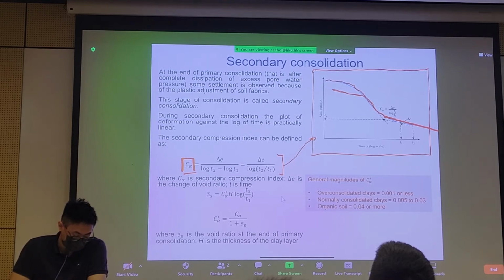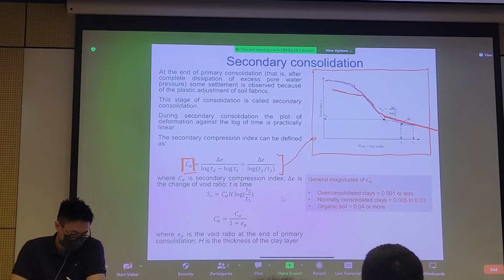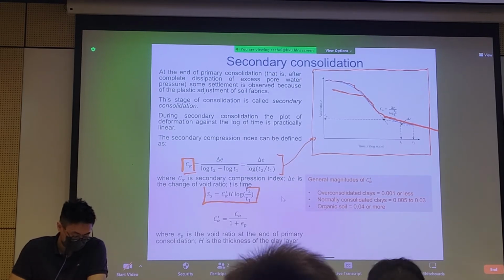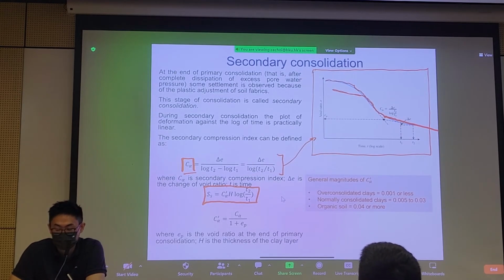So I guess it's easy enough to understand how we get C alpha, our secondary compression index. But how do we use this data to calculate secondary settlement? Well, it's actually done exactly the same way, right? You can just use a simple relationship of the slope, expected time frame. So let's say we want to know another 2 years after consolidation, what's the settlement, and you have this linear expression.